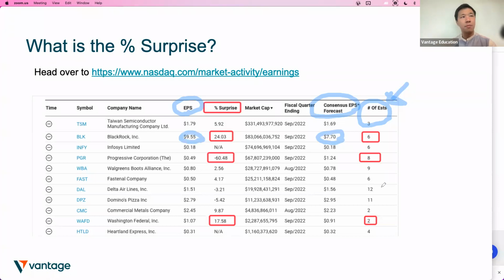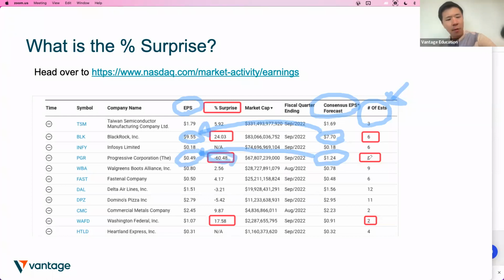Now, remember, a percentage surprise can be positive or negative. In this case, when the forecast is lower than the actual earnings per share, it's a good surprise. The market is like, awesome, that's good news. The surprise is positive. On the flip side, if the forecast is higher than the actual earnings per share, then suddenly it's not a nice surprise. It's a nasty surprise. And that's where you get something like negative 60.48, and the performance falls off a cliff.